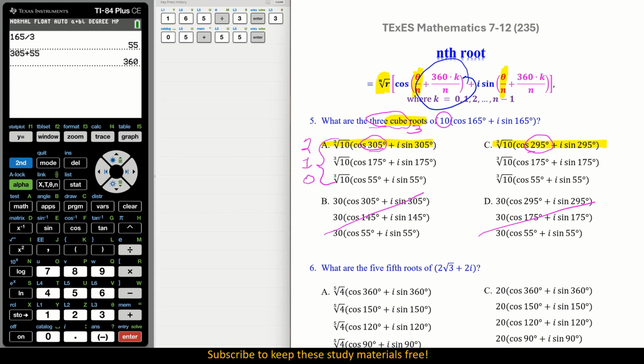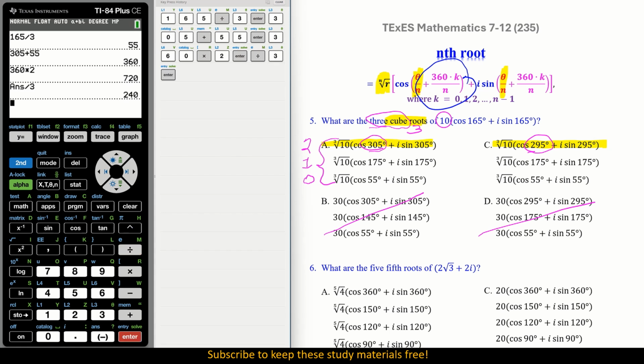Okay, I've subtracted out 55. So watch this. 360 times 2, I'm going to go ahead and push enter. Now I'm going to divide it by, what did we have? We had 3. That would equal 240. That doesn't make sense. Let's try C and see what happens over here.